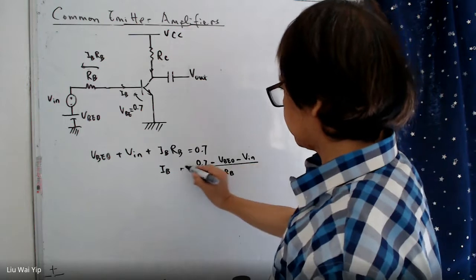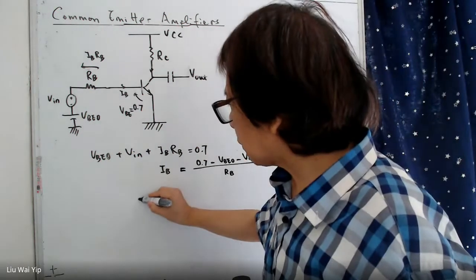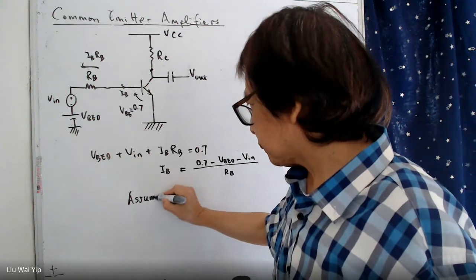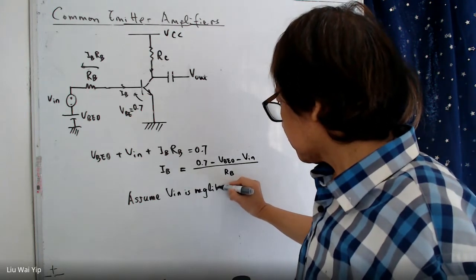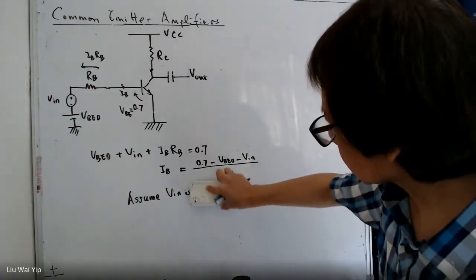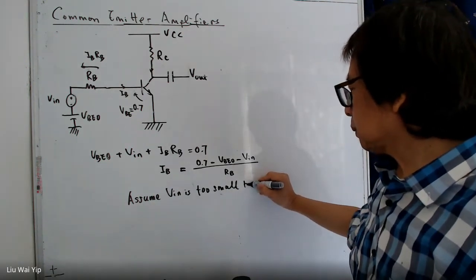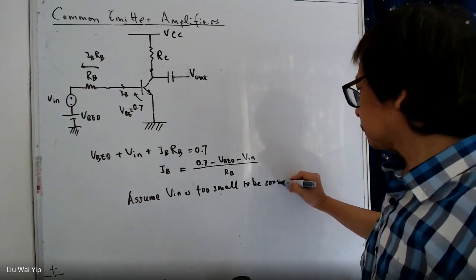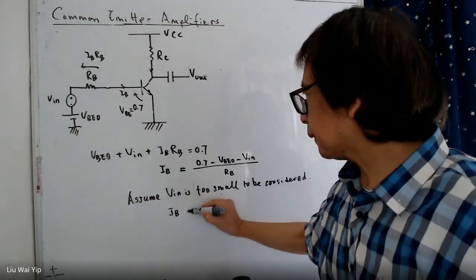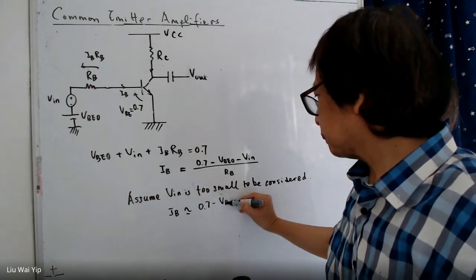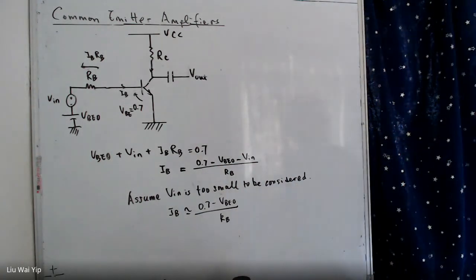And then RB, and V in is normally an extremely small value, too small to be considered in this calculation. So IB... so this is one solution.